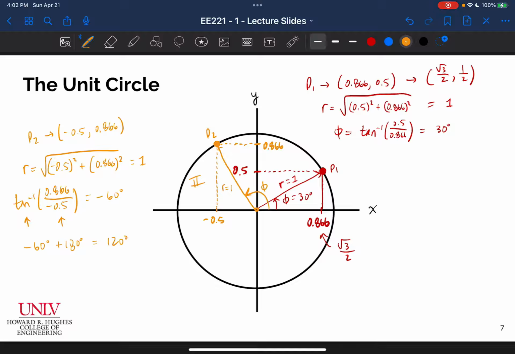Some calculators have apparently an arctan function that takes in 2 arguments. So you might do something like the tan inverse of 0.866 over negative 0.5, but then you pass in a second argument to that function, and then it will actually spit out the correct angle from the x-axis.